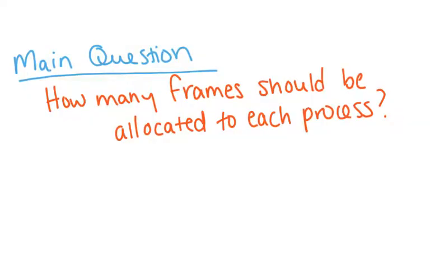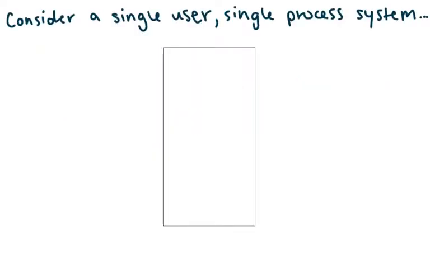So the main question that I want to cover today is just how many frames should be allocated to each process. Last time we talked about page replacement and demand paging. So one question that we should ask is, should each process be allotted the same number of frames? Should they be able to pull from the whole set of free frames, or should they be limited to a certain subset? That's the main question to ask today, to answer hopefully.